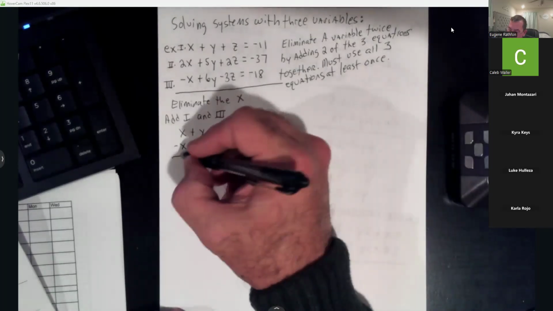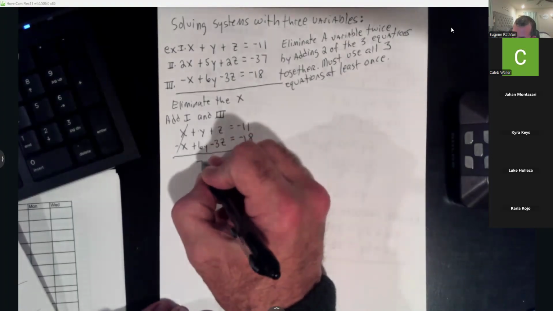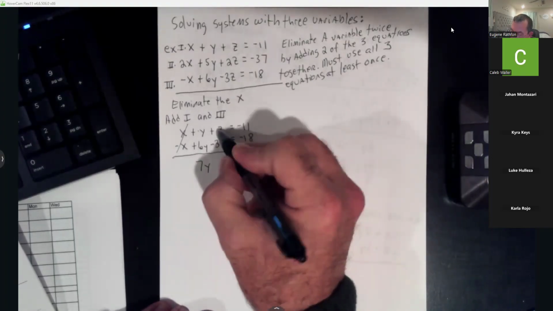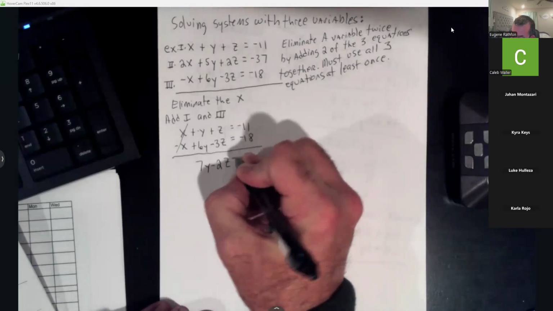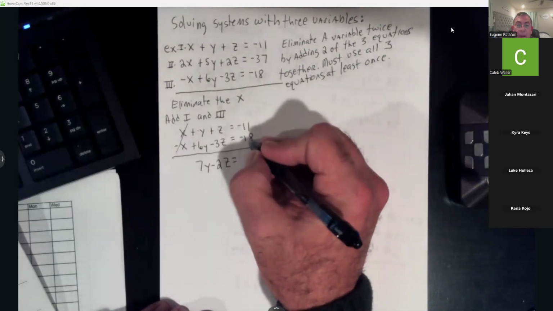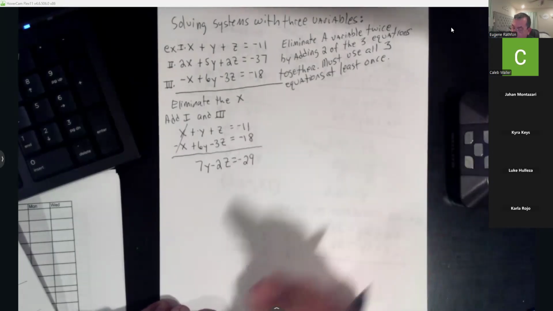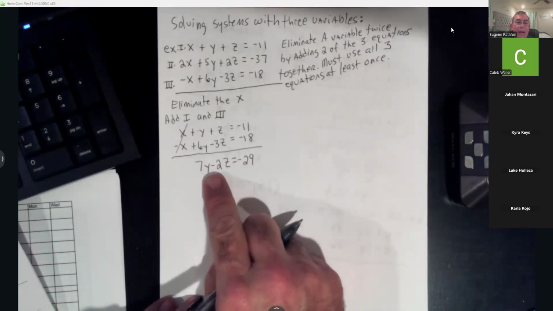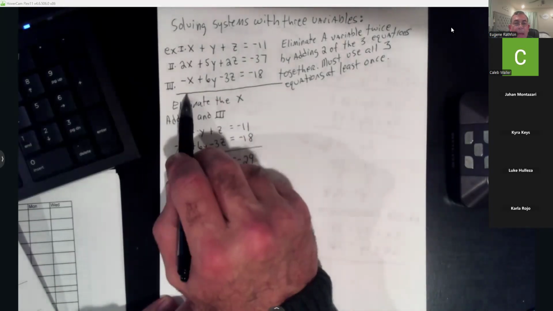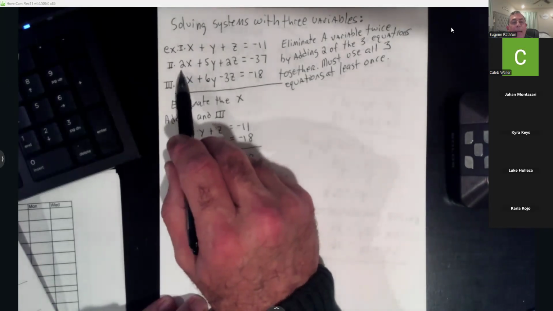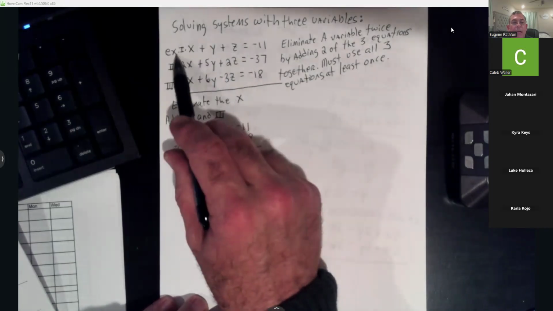All right, so we're happy that x canceled. 1 plus 6 gave me 7y. 1 minus 3 gave me negative 2z. Negative 11, negative 18, give me negative 29. Alrighty, so I used 1 and 3 to get rid of the x. Now, I got to do that again, but we got to use the second row this time.